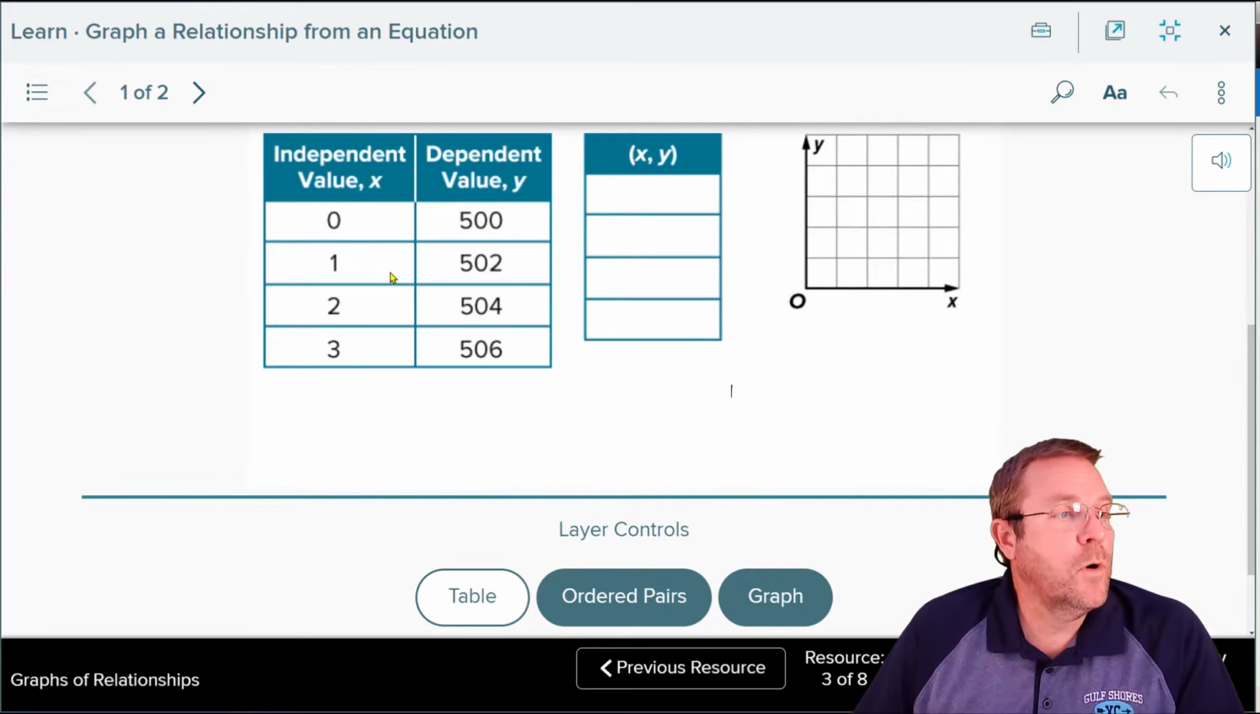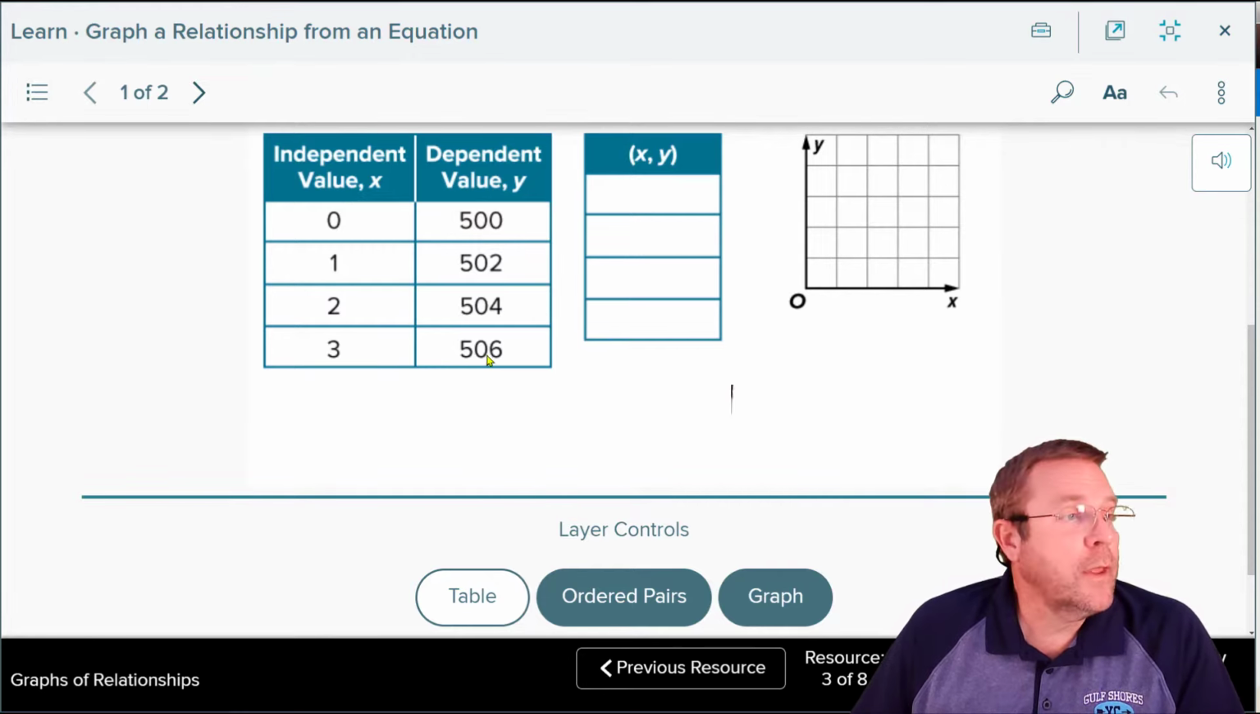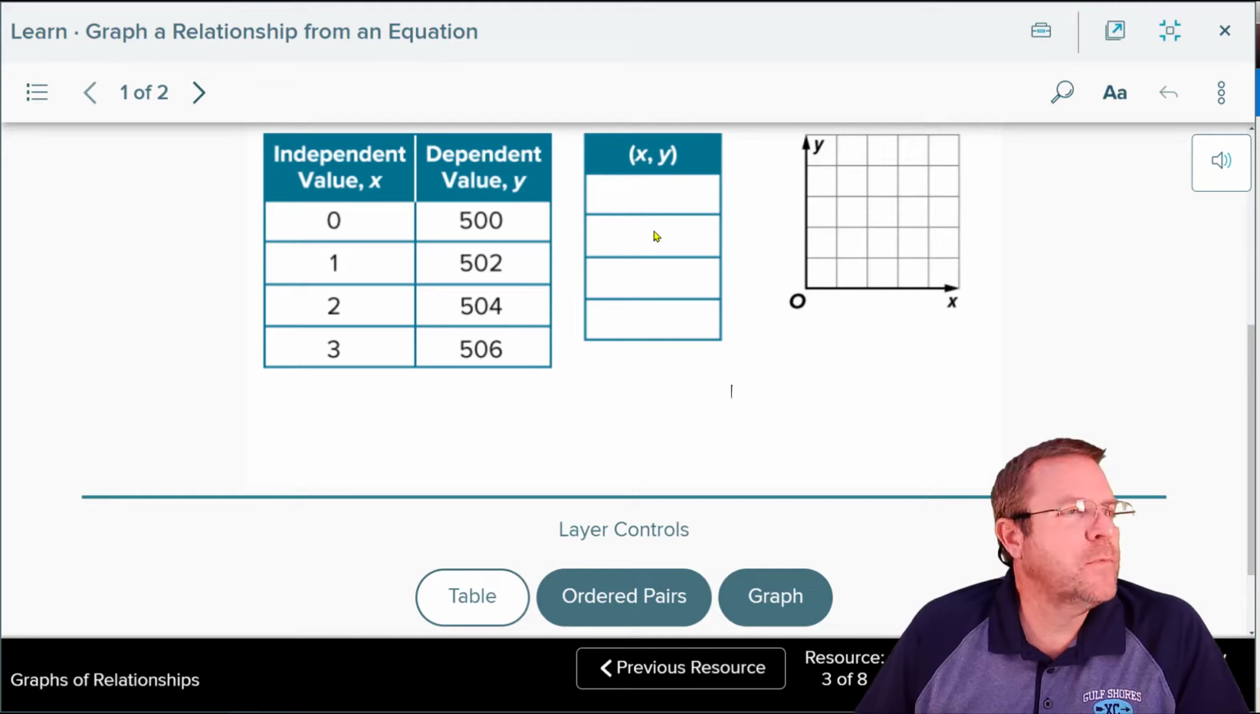Where x was 1, y was going to be 502. Where x was 2, y is 504. And where x is 3, y is 506. Now, I don't really like the fact they're using such massive numbers here because it's going to kind of skew the graph a little bit, but let's see how they ended up doing it.